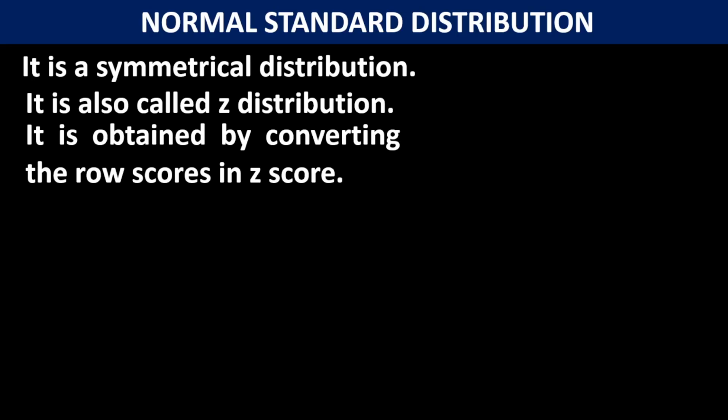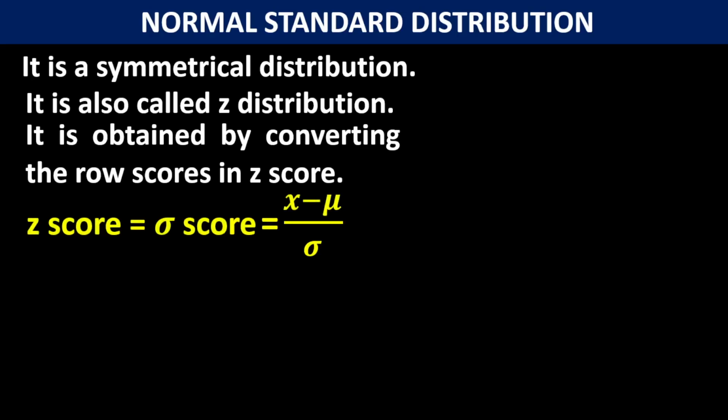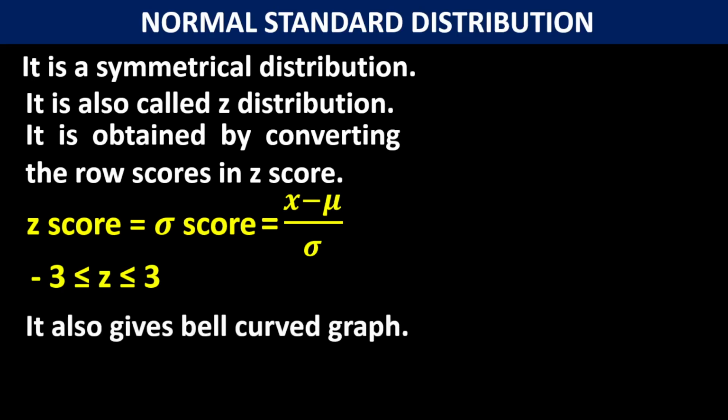To convert a raw score into a Z score, we use this formula: Z score equals sigma score equals x minus mu upon sigma. For each and every raw score, we will have a Z score or sigma score, and the range of Z score is between minus 3 less than or equal to Z less than or equal to 3. It also gives a bell-curved graph. Z distribution or normal standard distribution gives a bell-curved graph like the normal probability curve.